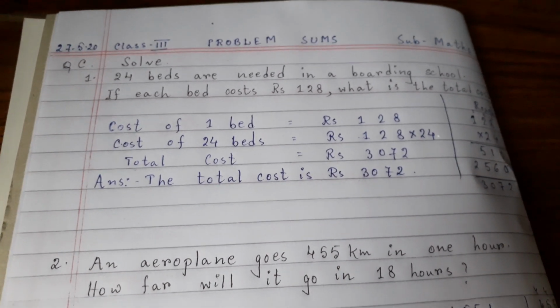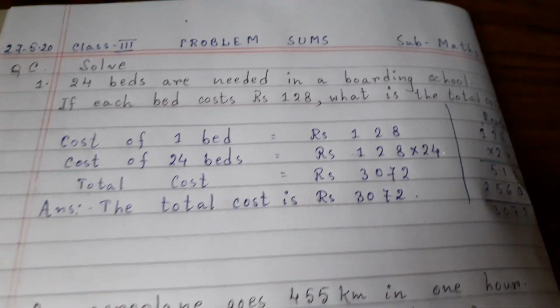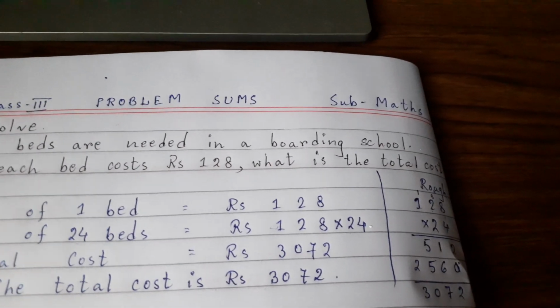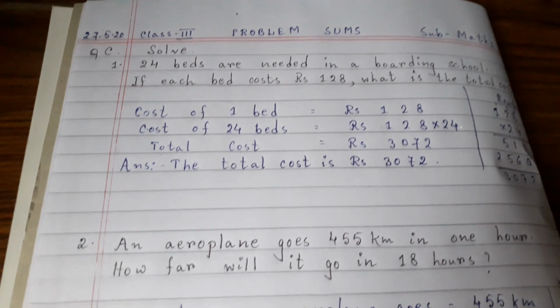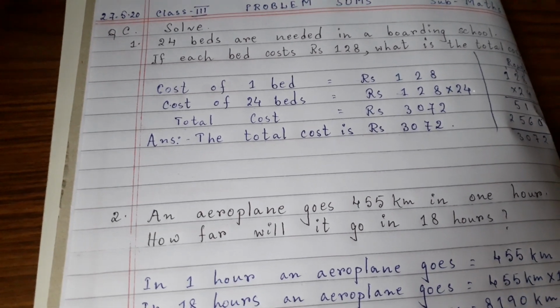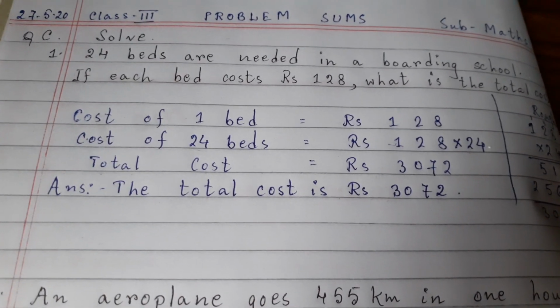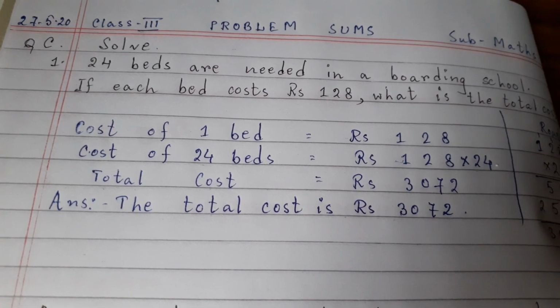Now, what will be the answer? Follow the question: what is the total cost? So I have written the answer. The total cost is rupees 3072.